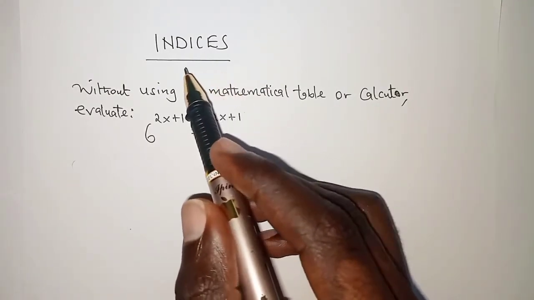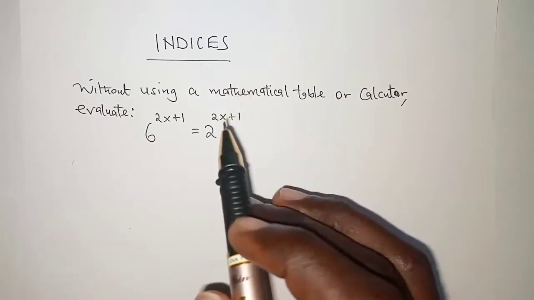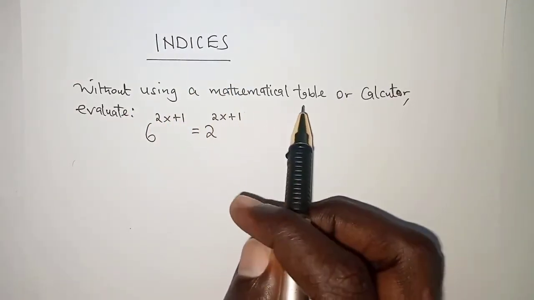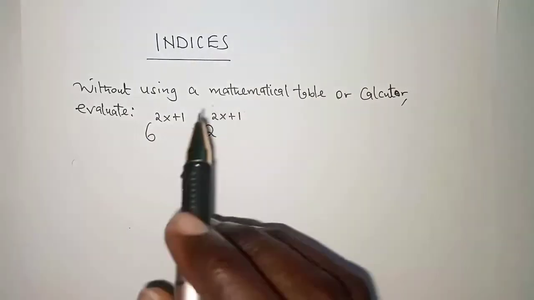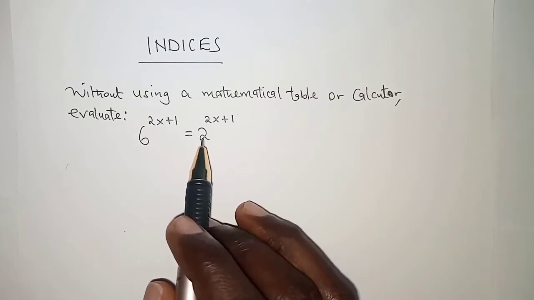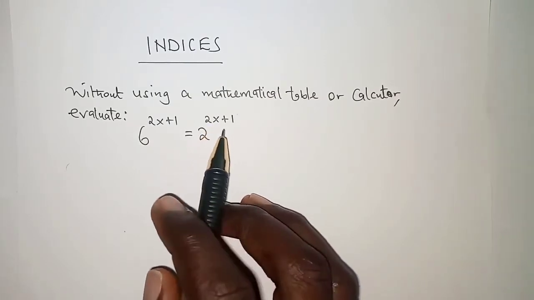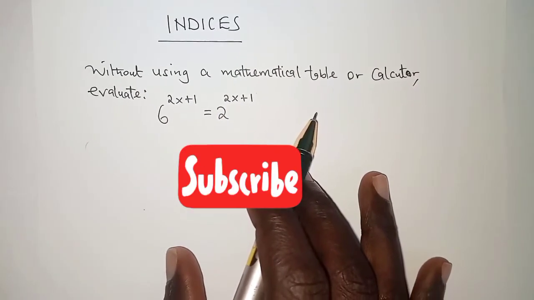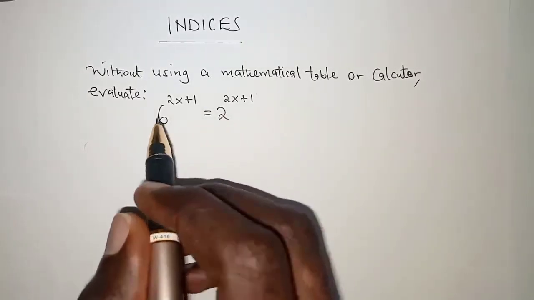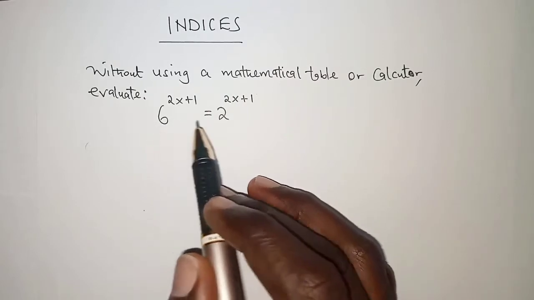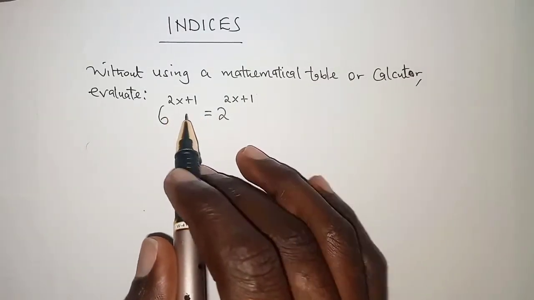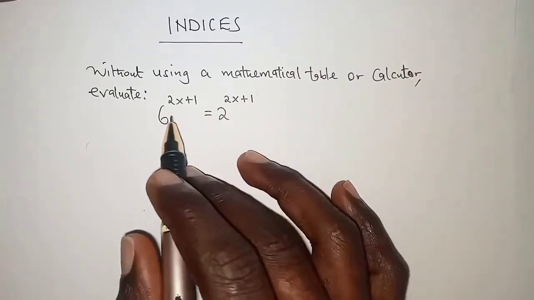Now, today we are going to look at indices, and our question reads: without using a mathematical table or calculator, evaluate 6 power 2x plus 1 is equal to 2 power 2x plus 1. So, as we can see in this particular problem, the bases in this case are not the same, and therefore it becomes difficult to find the value of x.